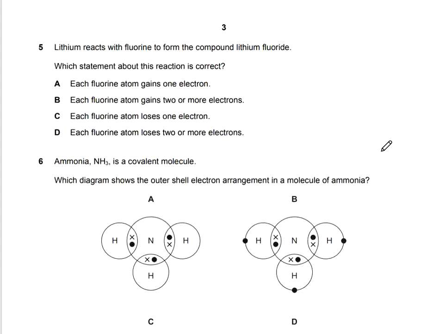Lithium reacts with fluorine to form the compound lithium fluoride. Which statement about this reaction is correct? We have to recall that fluorine is found in group 17 of the periodic table. So therefore, it has to gain 1 electron. So for this question, the correct answer is letter A.